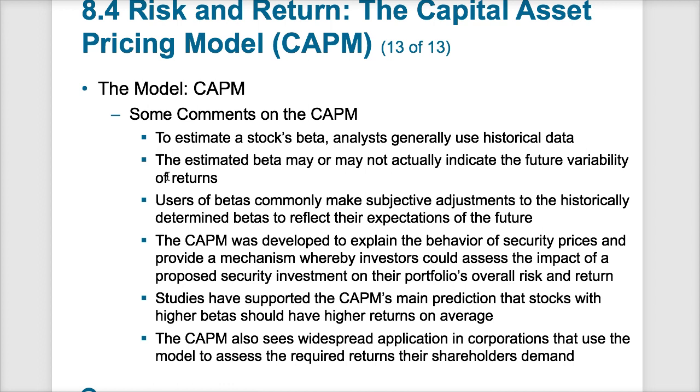So there are studies that support the usefulness of the capital asset pricing model to predict that stocks with higher betas will have higher average returns. So companies have adopted the capital asset pricing model to assess their required returns and demand of shareholders. Even though nothing's perfect, the capital asset pricing model isn't perfect, beta isn't perfect, but this is the closest thing we have to an accurate measurement of risk and the required return needed to compensate us for the risk of a particular investment. Okay, so that is the end of chapter 8.